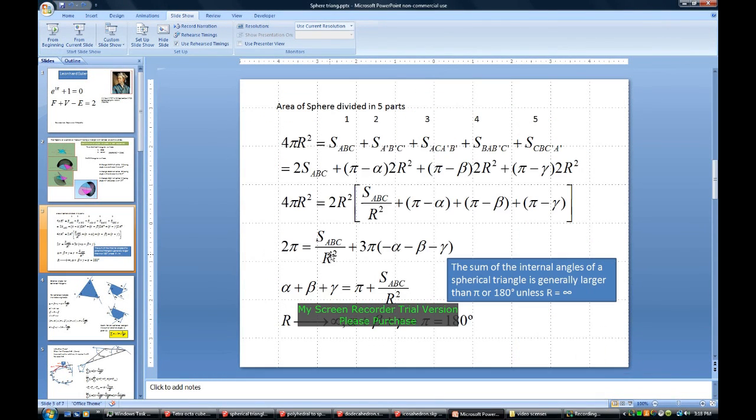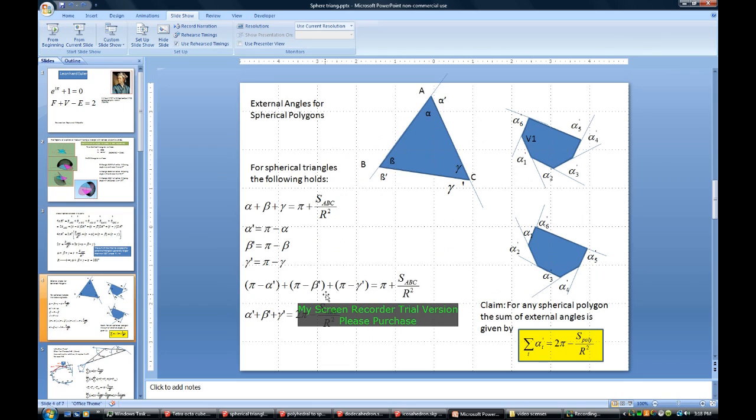Okay, so we got the formula for the internal angles. Let's look from another point of view at the external angles of the triangle. You can easily say that the triangle could just as well be defined by these external angles, which are basically just the complements: beta prime, gamma prime, alpha prime. Alpha plus beta plus gamma equals pi plus S_ABC over r squared.